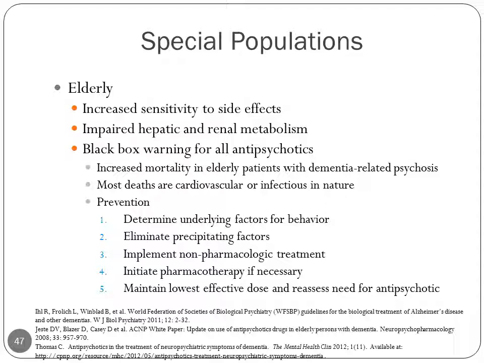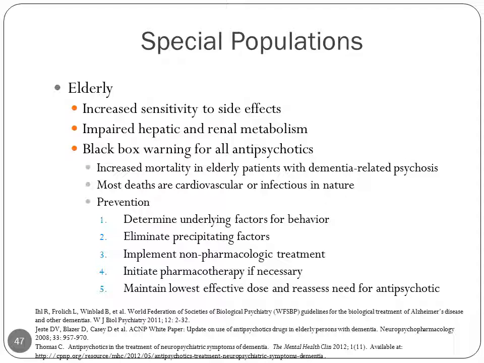All antipsychotics have a black box warning for increased mortality in the elderly patients with dementia-related psychosis. And these deaths do appear to be cardiovascular or infectious in nature. And I highlight this because we can use antipsychotics in elderly patients with dementia, but we want to be very selective in who we're giving these medications to.